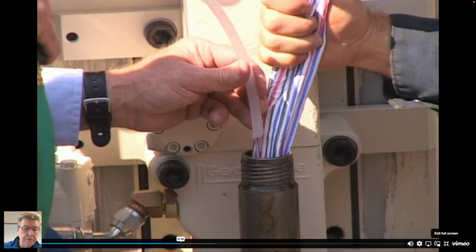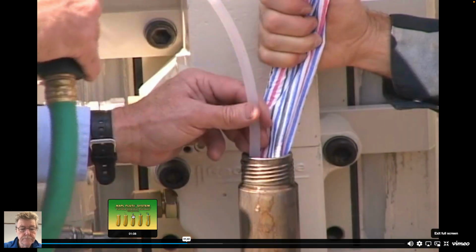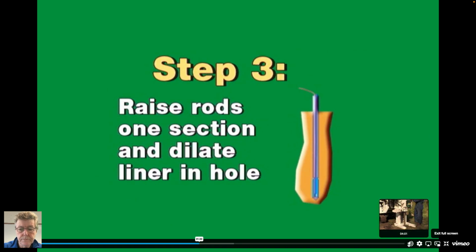We do this to keep the liner from dilating in the rod. Fill the rods until the first rod section is pulled. Step 3, raise the rods one section and inject the water to dilate the liner in the hole.